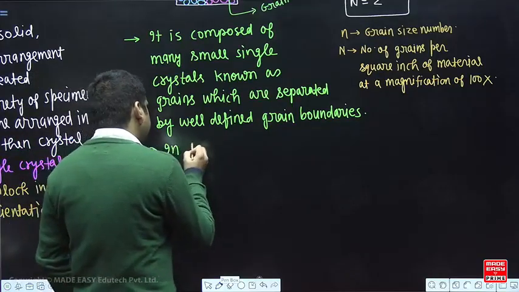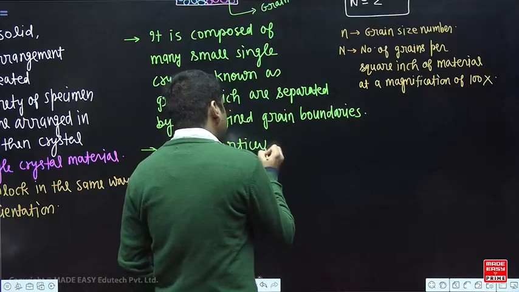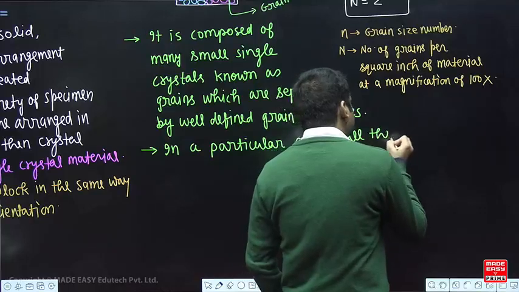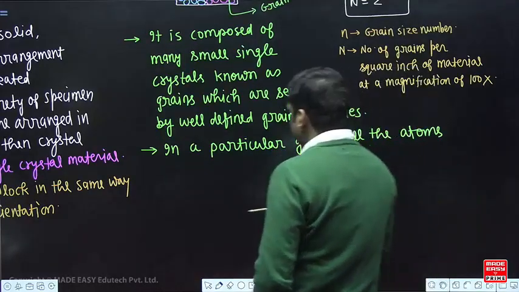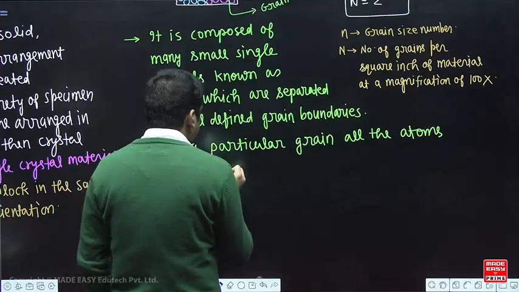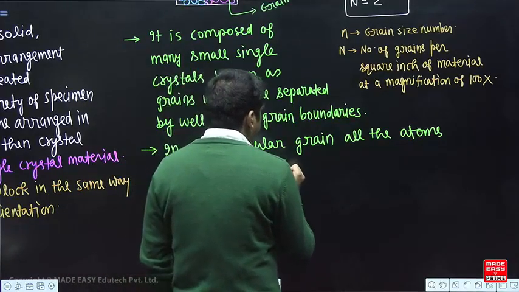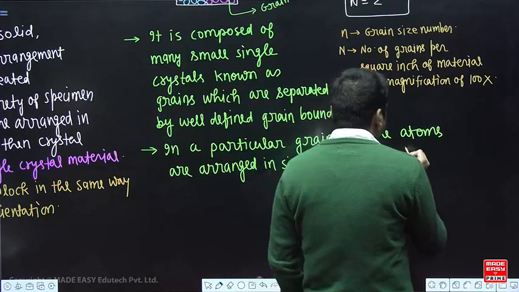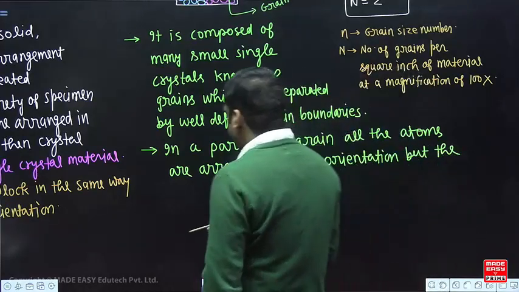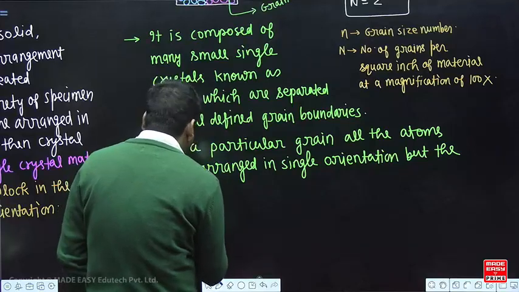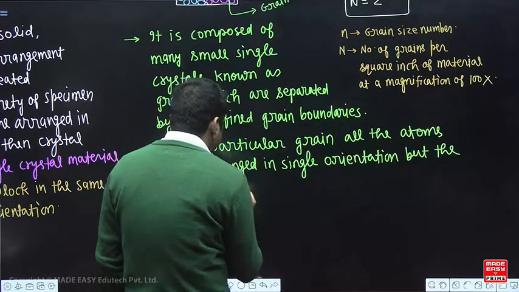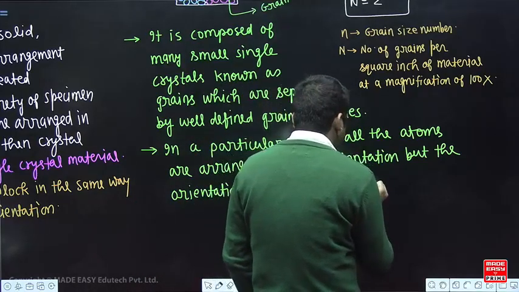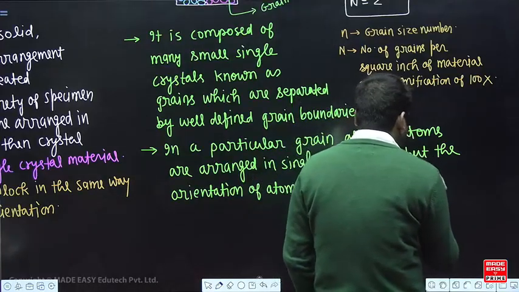In a particular grain, all the atoms are arranged in a single orientation, but the orientation of atoms differs from grain to grain.